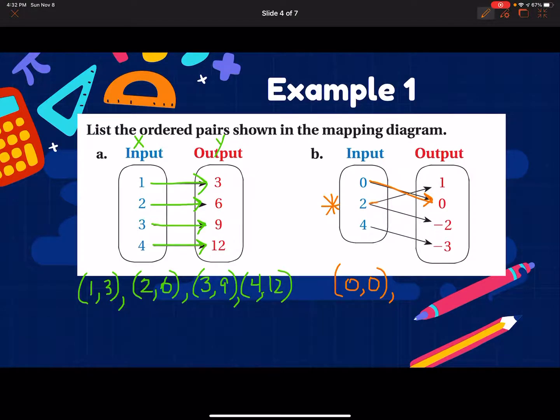2 has 2 arrows coming from it. The first arrow connects it to 1, so that would be an ordered pair. And the second arrow connects it to -2, making our next ordered pair. So 2, -2. And then we have one more, 4 being connected to -3 as an ordered pair. And that is how you list ordered pairs shown in mapping diagrams.